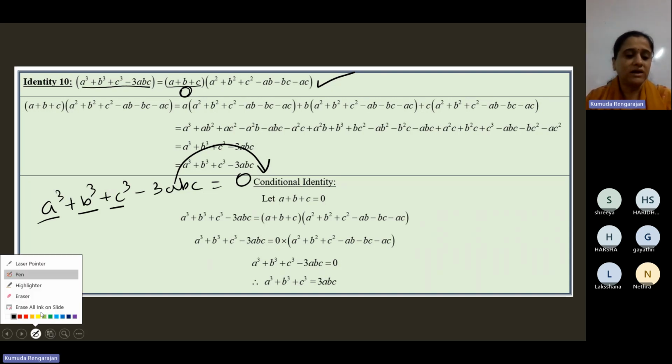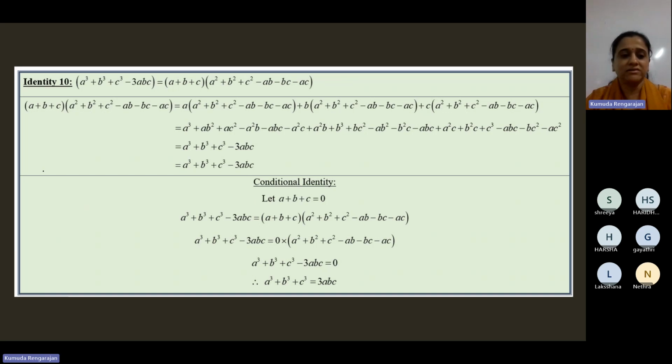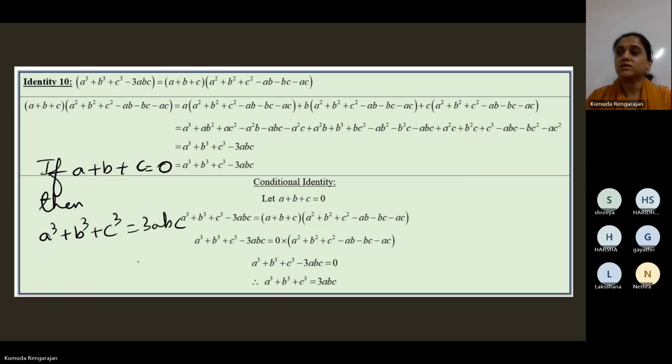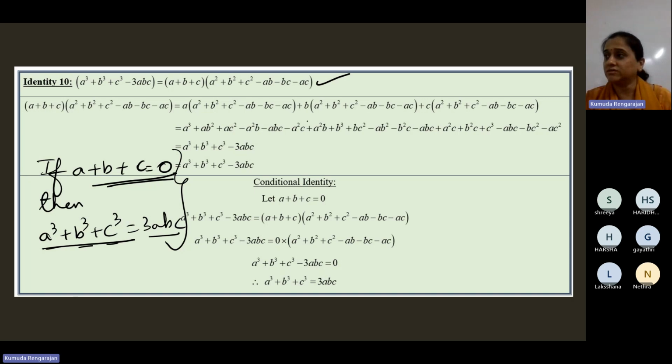Now this identity is called the conditional identity. And how do we present the identity? We say if a plus b plus c is equal to 0, then a cubed plus b cubed plus c cubed is equal to 3abc. It's a conditional identity because a cube plus b cube plus c cube is equal to 3abc only if a plus b plus c is 0. So you can understand this conditional identity using this identity.